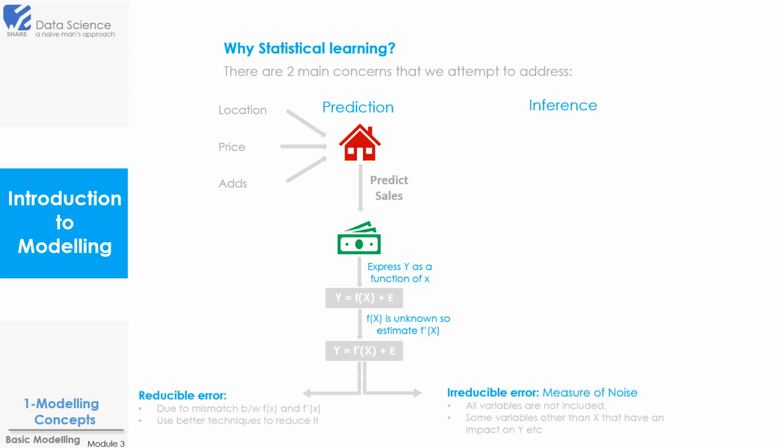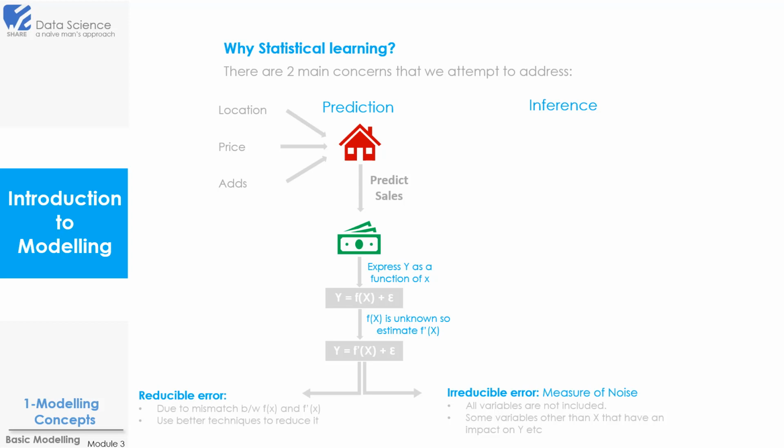Now epsilon here is an error that is constituted of two components, reducible error and irreducible error. Reducible error is an error which arises due to the mismatch between the actual f(x) and our approximation of f(x), that is f'(x). We can reduce this type of error by using better techniques or algorithms while building our model. So throughout our course, we will see how some techniques are better than others in terms of addressing this problem.